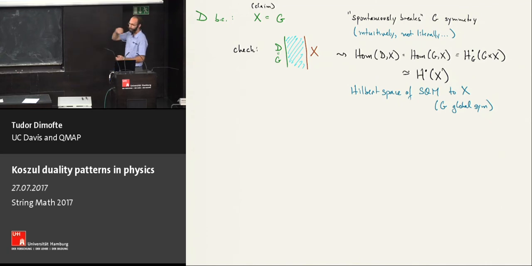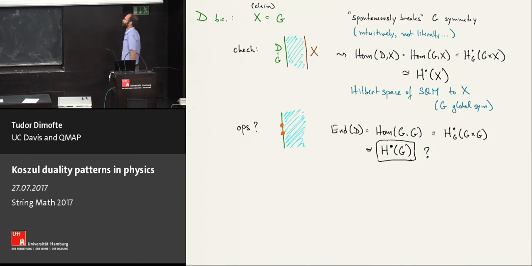We can check that explicitly by forming sandwiches and computing. Colliding some manifold X with Dirichlet gives us a Hilbert space. That's the equivariant cohomology of G times X. We can divide by G and just get ordinary cohomology of X, which is the Hilbert space in supersymmetric quantum mechanics to an ungauged target X.